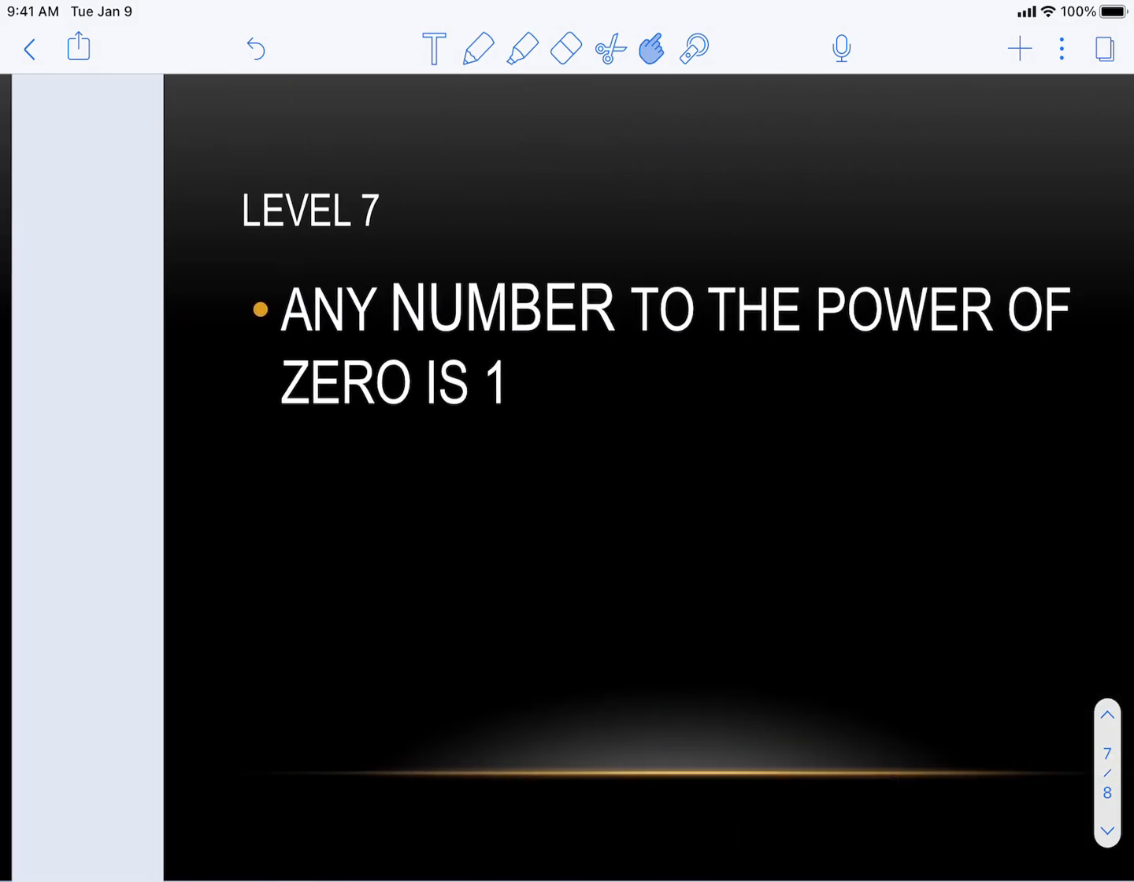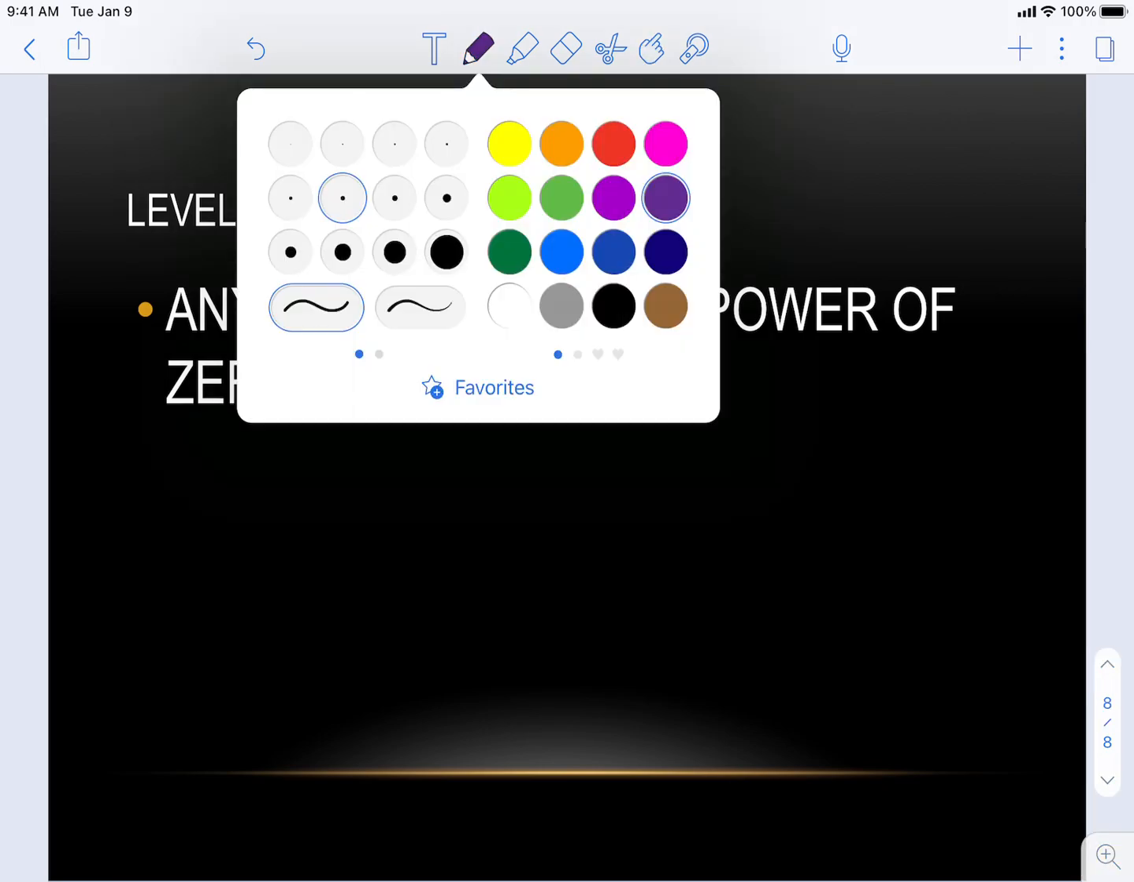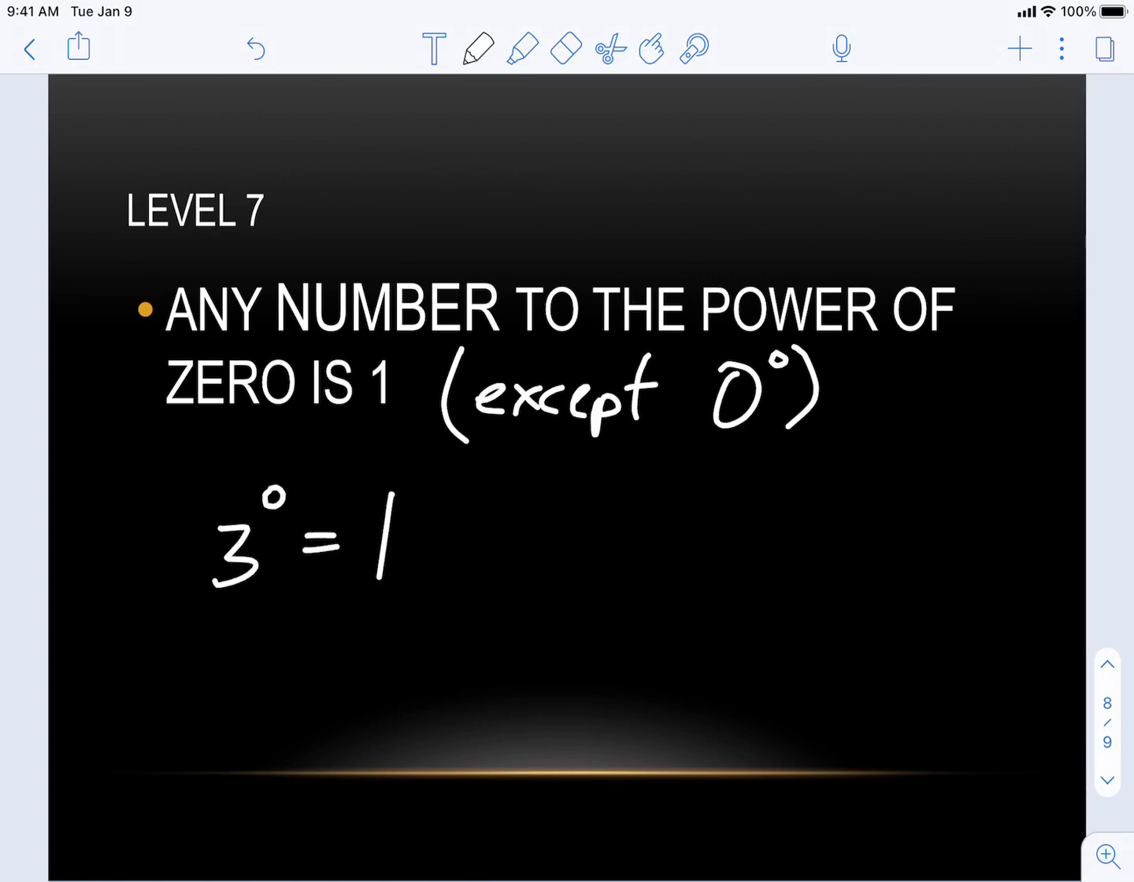All right, last thing. Any number to the power of 0 is 1, except 0 to the 0 power, which is undefined. So anything like, if we did 3 to the 0 power, that would equal 1. x to the 0 power, as long as x itself doesn't equal 0, is going to equal 1.